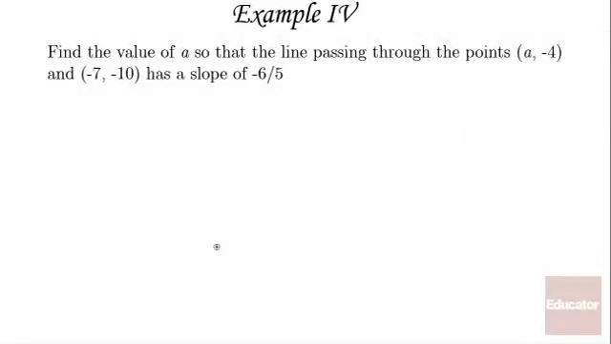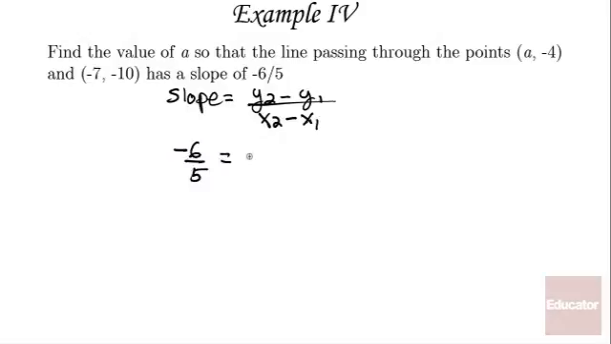Okay, find the value of a so that the line passing through the points (a, -4) and (-7, -10) has a slope of -6/5. Once again, the slope formula is going to be used. And what this is telling me is that I have a slope of minus 6/5, so that's something I know. And it's also telling me that I have these 2 sets of coordinate pairs, except one of the values is an unknown. So I have a minus 4 and minus 7, minus 10.